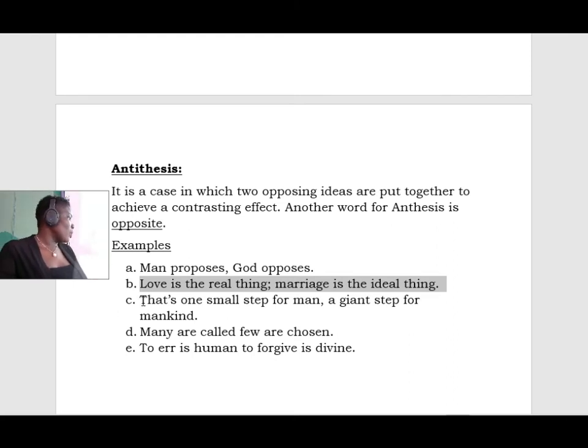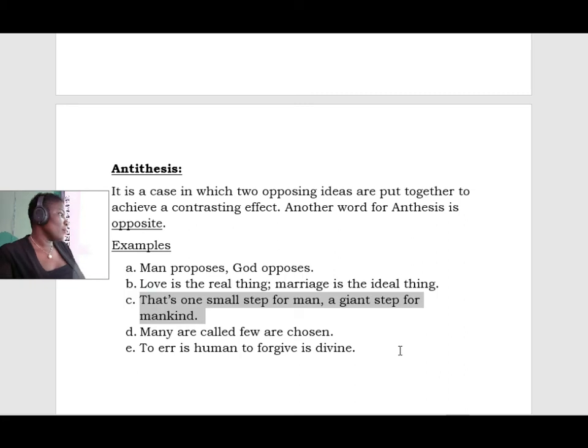And then the third one, that's one small step for man, a giant step for mankind. This statement was made by Neil Armstrong when he landed on the moon. I've forgotten the year that happened, but with a little bit of research, you can always find it. Okay, I'm giving you that assignment. Look up the year Neil Armstrong set foot on the moon. So that was when that statement came up. That is one small step for man, but a giant step for mankind. Then we have the next one.